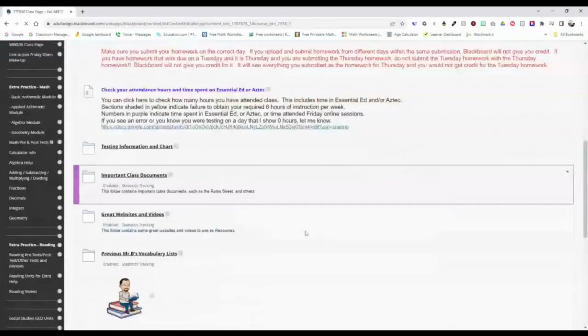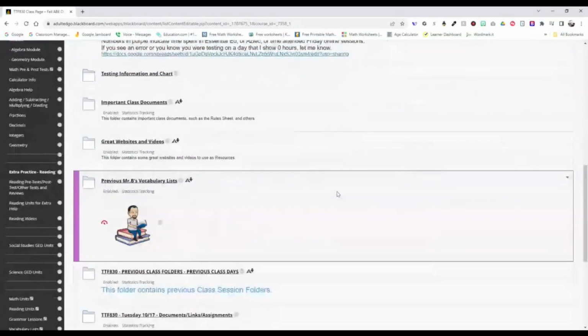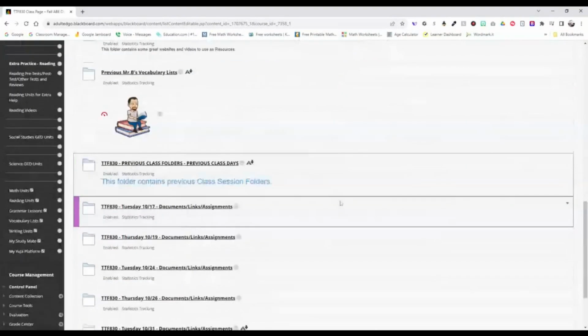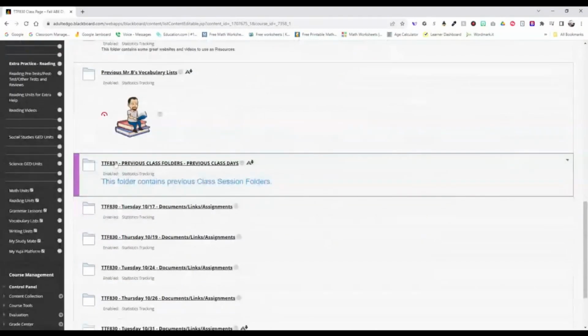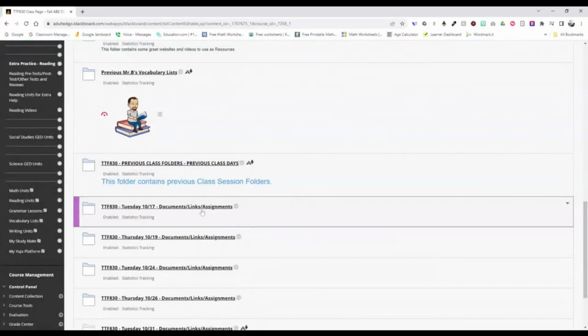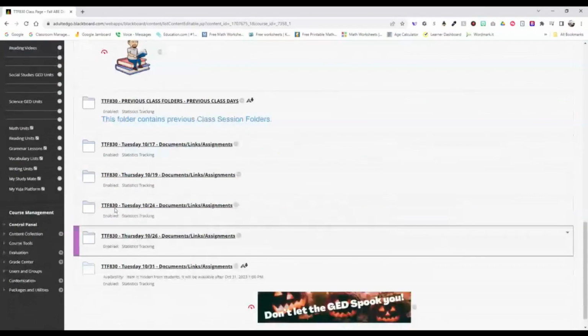Here are some important class documents. Here are some websites, and our previous vocabulary list. And then here is a folder that has previous class sessions. Each class that we have has a folder with the date. So here is today's folder.